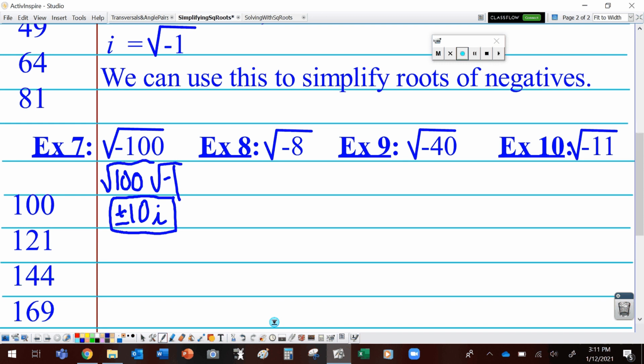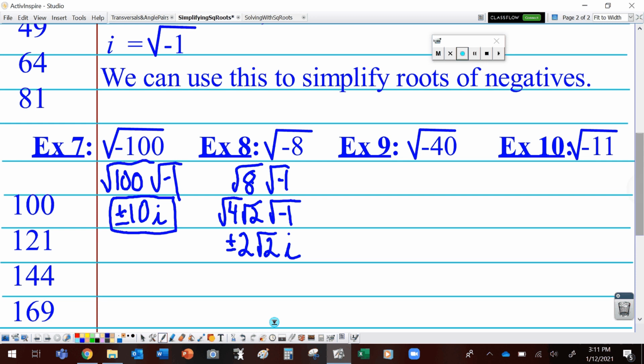Okay, the square root of negative 8. So I'll take the square root of 8 and the square root of negative 1. Well, the square root of 8 is not a perfect square, but I can split this up into the square root of 4 and the square root of 2. Remember, we find the largest perfect square that divides evenly into that 8. And then I'll just bring down that square root of negative 1 for now. Now the square root of 4 is plus or minus 2. The square root of 2 doesn't simplify, so I just bring it down. And the square root of negative 1 is i.